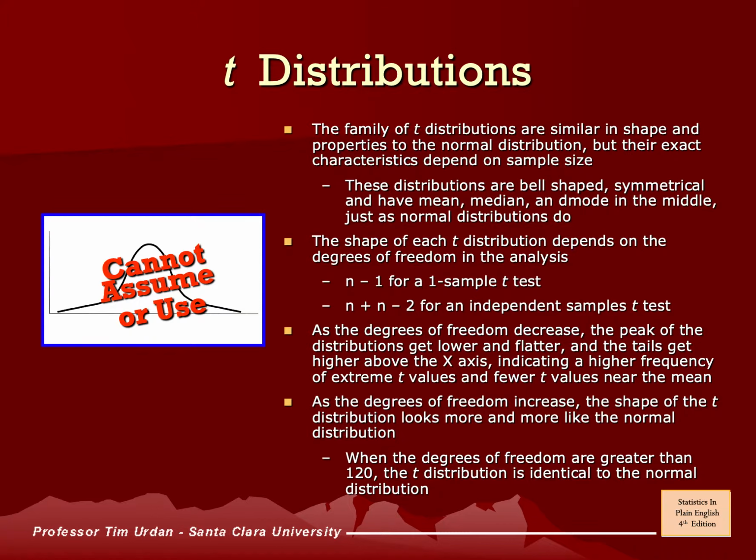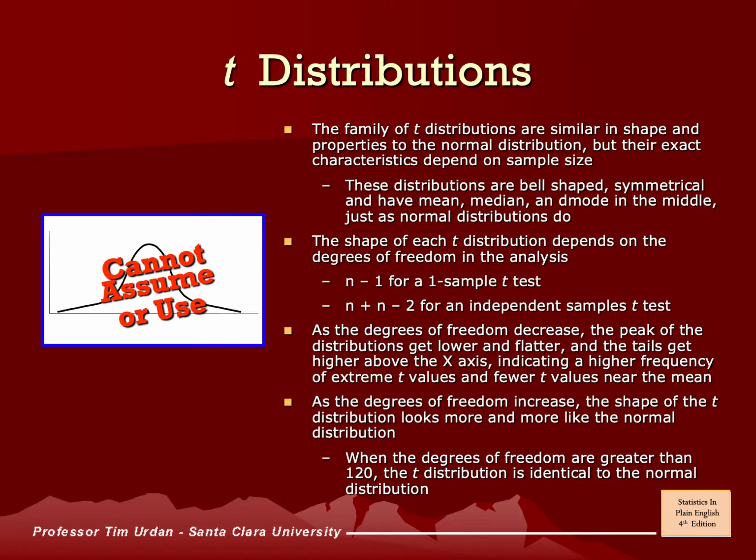A t-distribution is similar to the normal distribution. It looks very similar, but the exact characteristics of the distributions can vary slightly based on sample size. So we can't really hold to the whole idea that one standard deviation is 34% on either side. So there are some differences that can occur within a t-distribution. But overall, they are bell-shaped, they're symmetrical, they have the mean, median, and mode in the same place.